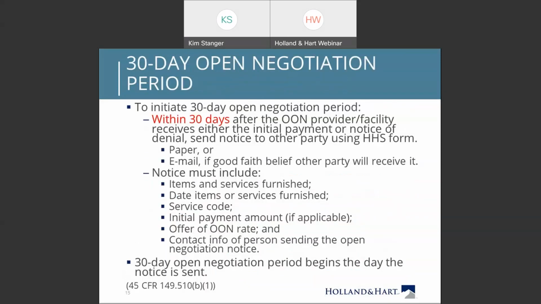So to initiate that open negotiation period for the initial negotiation, within 30 days after the out-of-network provider or facility receives either the initial payment or the notice of denial sent from the payer, the provider or facility can go ahead and initiate the 30-day open negotiation period by sending a notice to the other party, the payer in this case, using the HHS form. The government has a form that you can submit.